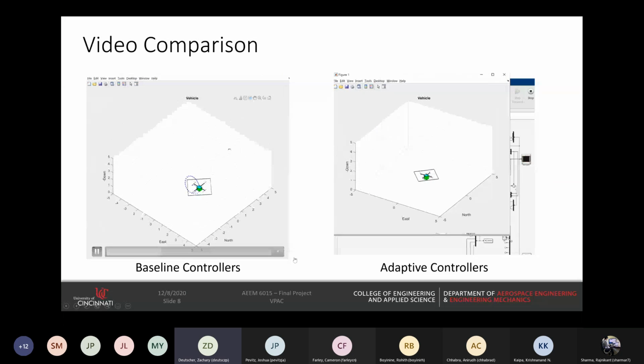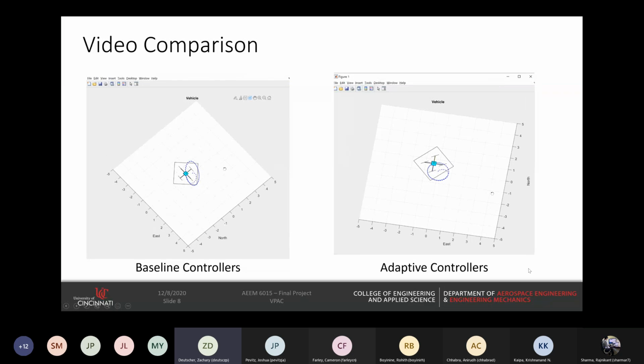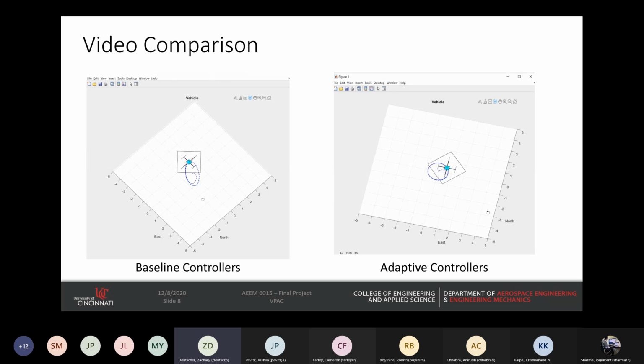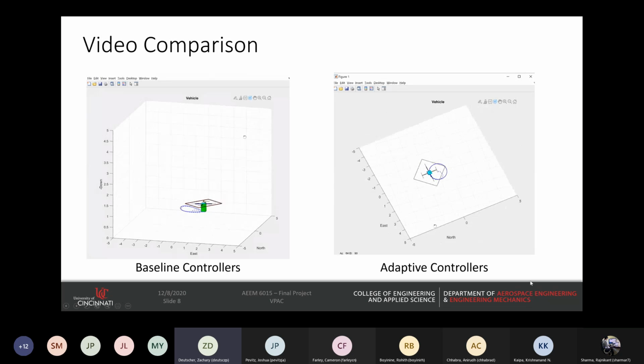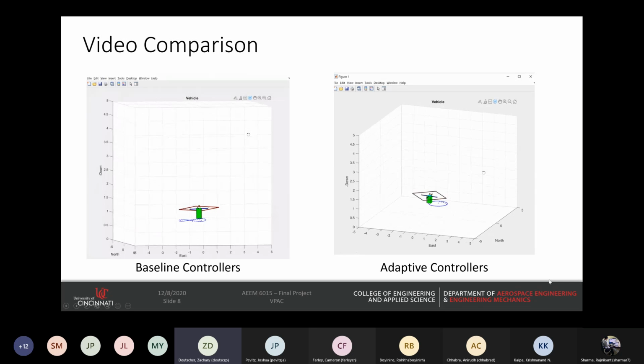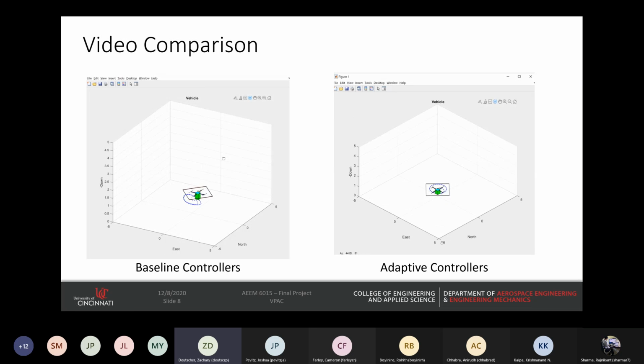And then in these two videos are shown simulations of the quadrotor. The one on the left is the one without controllers, and the one on the right is with the adaptive controllers at a 3 kilogram mass. And they're following a circular trajectory. As you can see, the one on the left has a lot more trouble following that circular trajectory, while the one on the right is able to achieve the desired trajectory. Next slide.